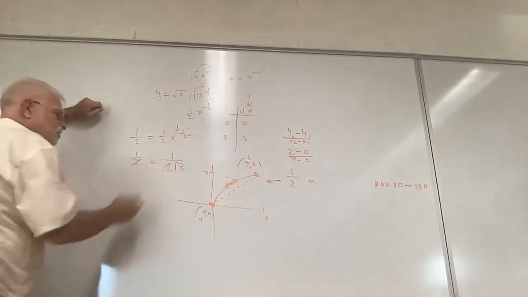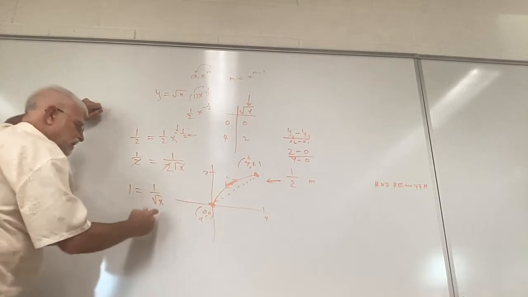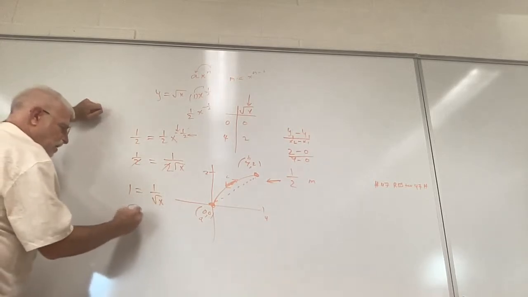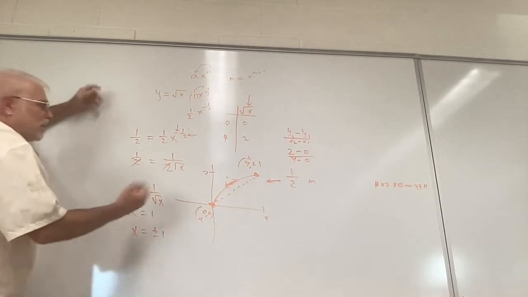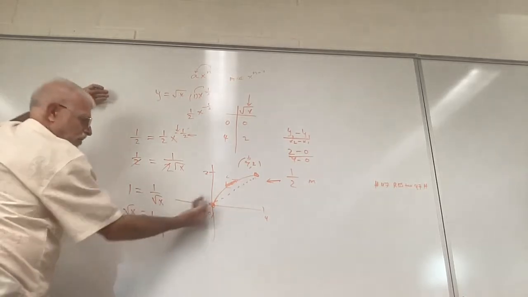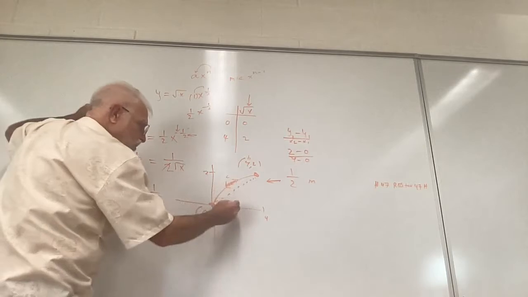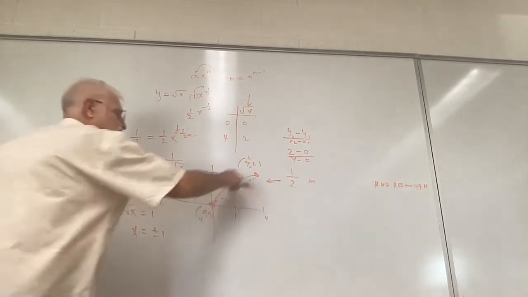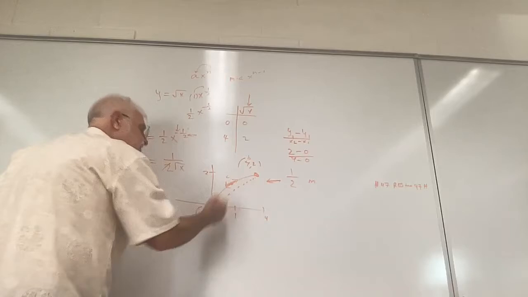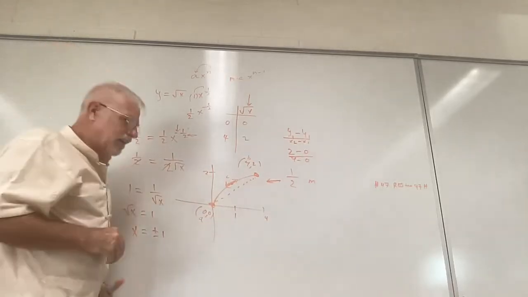Well, I can cancel those 2's right now. So 1 equals 1 over the square root of x. Square root of x times 1 is the square root of x equals 1. So x equals plus or minus 1. We ignore the minus because it's not even in the domain. Okay, so this is the value 1, if I drew it well. That's where this function at an instant is going up at a 1-to-2 ratio. That was problem 1 and problem 2.